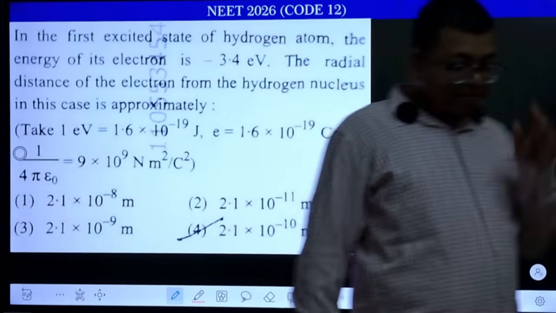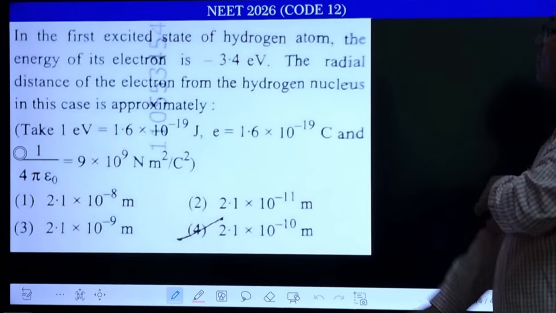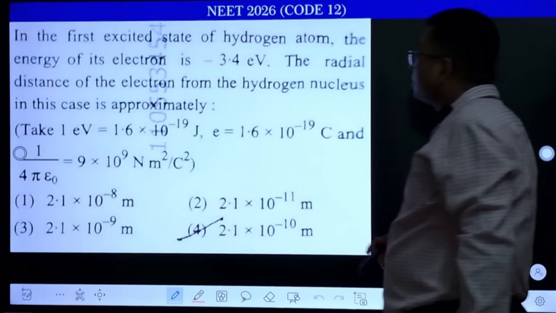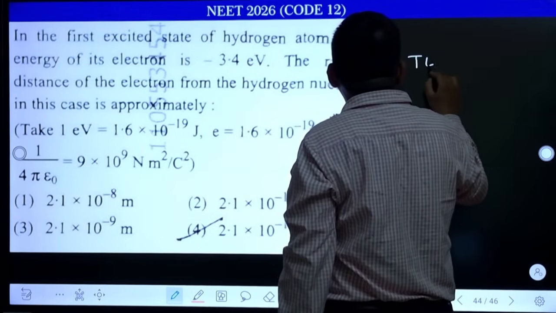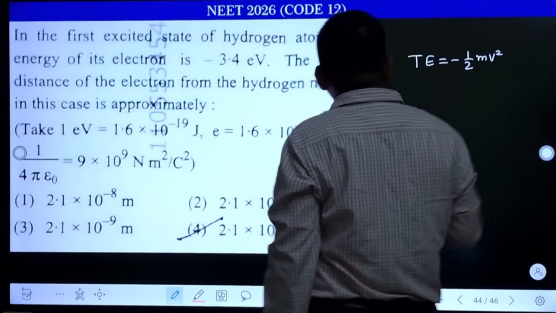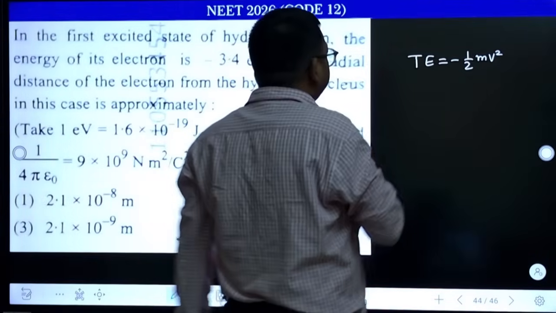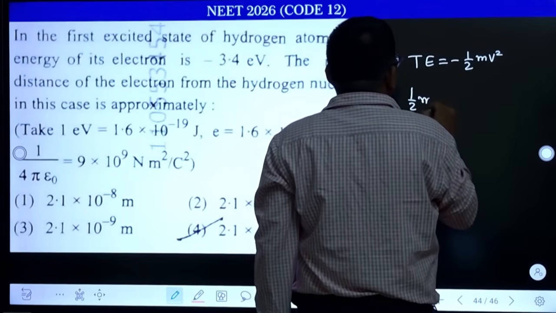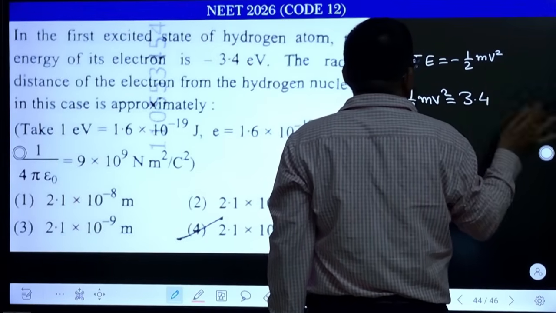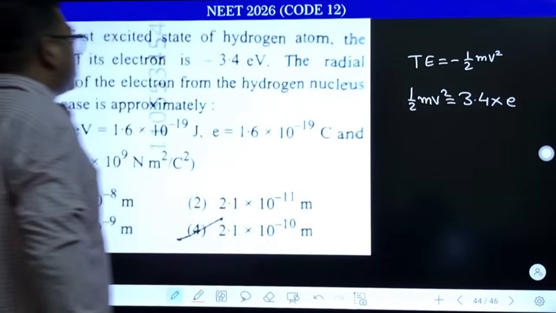How do we calculate the distance? What is the distance energy relationship? One thing that we can always apply is that the total energy is the negative of the kinetic energy, half mv square. That means we got the kinetic energy, which is half mv square, from here as 3.4 electron volt. In electron volt means you multiply with e, the electronic charge, right?